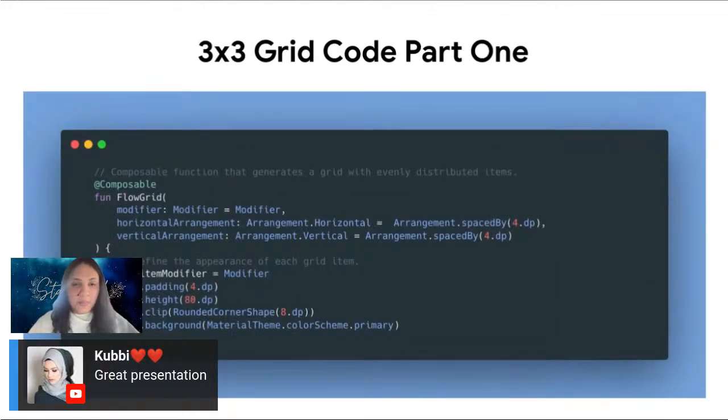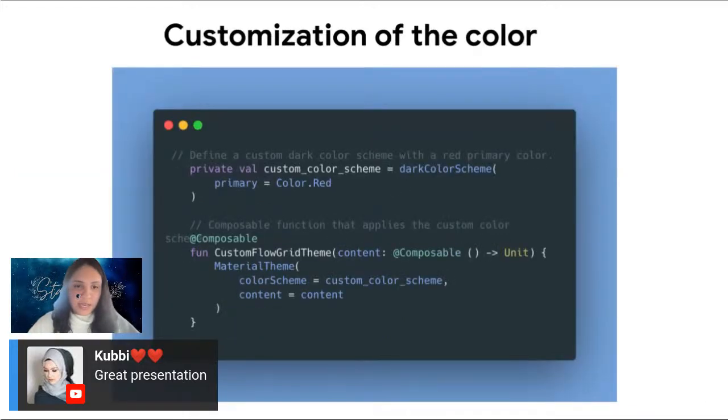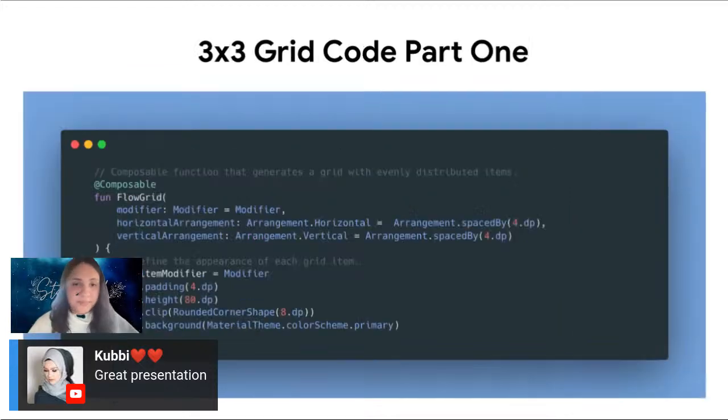And then this is part 1 of my 3x3 grid. I created a composable function that generates a grid with evenly distributed items. Just a note, I didn't put everything in, but at the beginning of the code, I define the number of rows and number of columns, which is both 3. So onto part 1. I created a composable called FlowGrid.